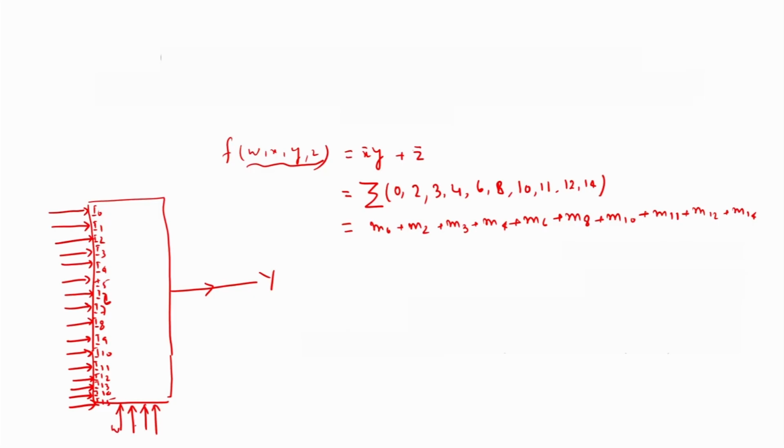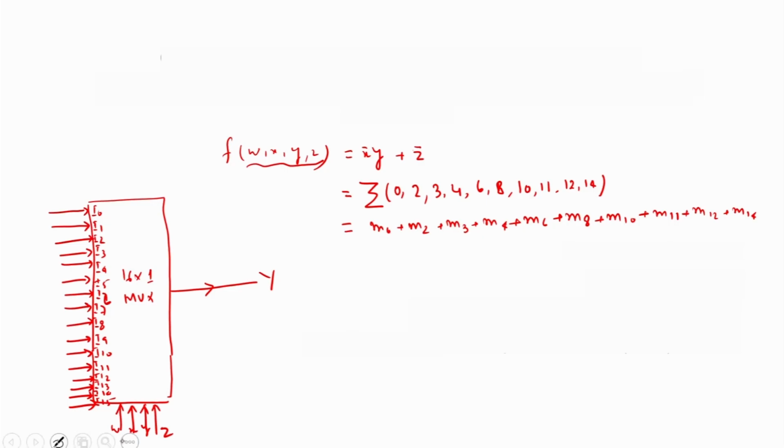W, X, Y and Z, and this is nothing but a 16 cross 1 mux. Now the question is what are the minterms? So simply we can assign the input corresponding to the minterms. The minterms m0, m2, m3, m4 and so on are present to represent a function. This means we assign corresponding to minterm 0, which one is the output?